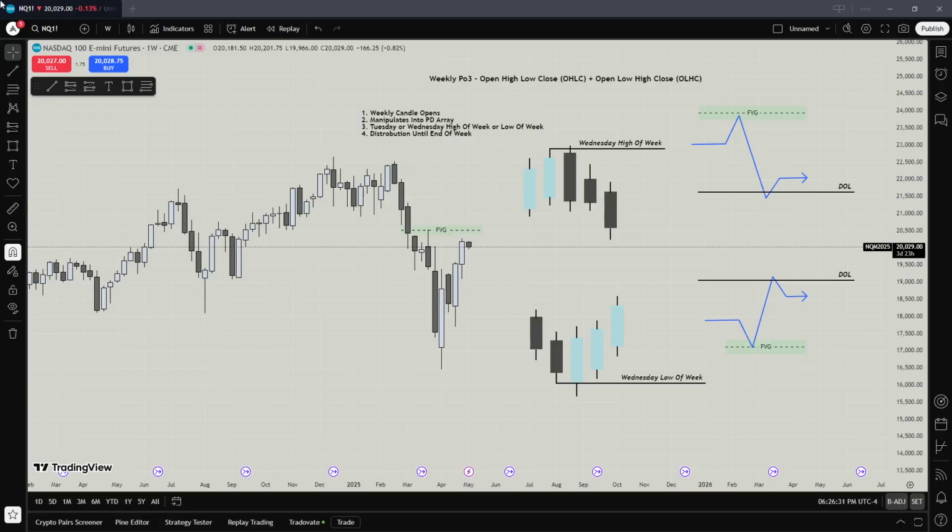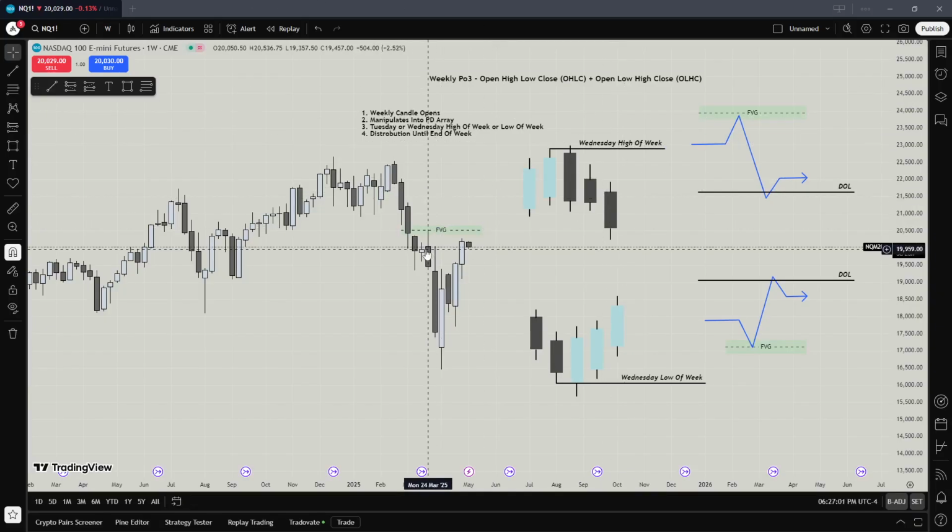So just a quick overview of what we're going to be looking at, right? This top one is the bearish version, obviously, which is open, high, low, close. And this is the bullish version, open, low, high, close. Basically what we're going to be going over is how this plays out and what to look for, so that you know in advance prior to it happening so you can take trades based on it.